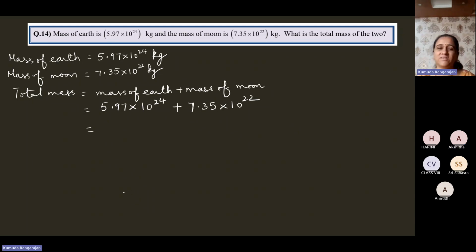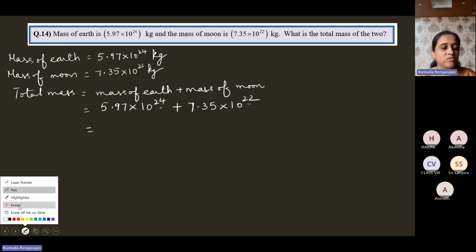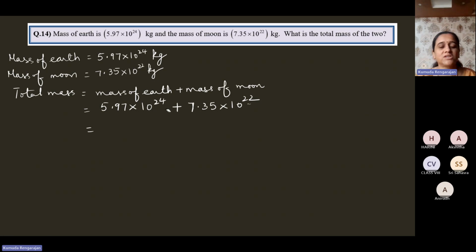See, it's not that they are two different methods. The method is the same. Just that in the first working, we changed 24. The second working, we changed 22. That's all. Otherwise, they're not two different methods altogether. Fine. So which one have you changed, Akshita, first? 24 or 22?